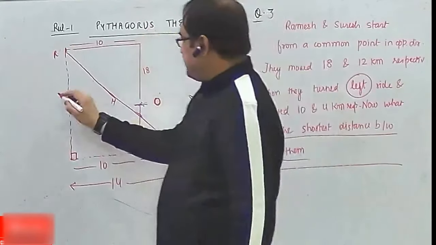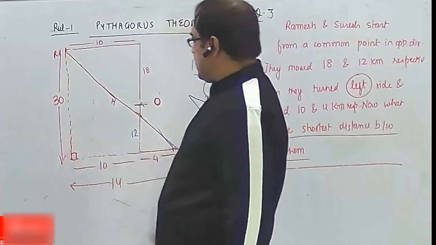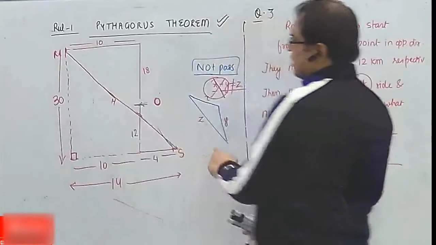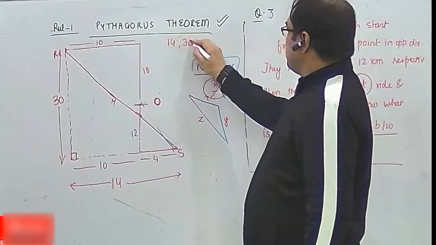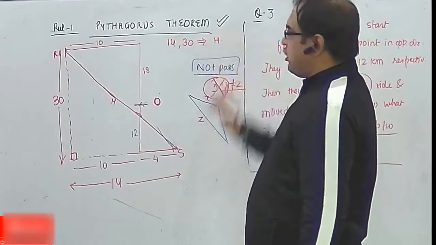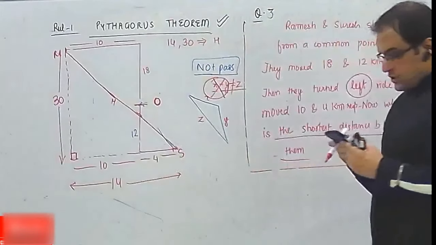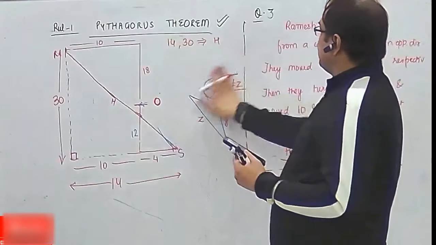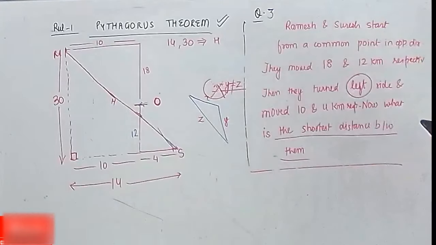So this total from here to here will be 30. We get that this is 30 and this is 14, and we need to calculate the hypotenuse. So for 14 and 30, we need to calculate the value of the hypotenuse. Okay, students, tell me, are you getting the things or not? Till here, are you getting it? If you are, try to calculate the value of h.